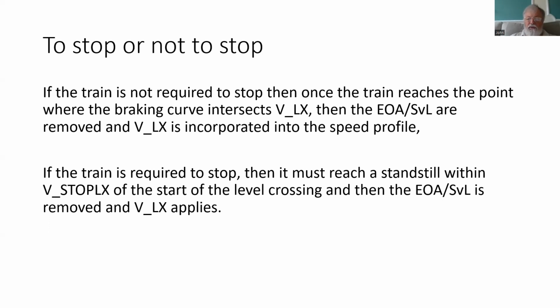If the train is required to stop, then it must reach a standstill within L_STOP_LX of the start of the level crossing, and then the end of authority and supervised location is removed, and again V_LX applies.